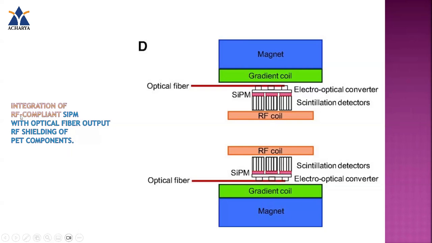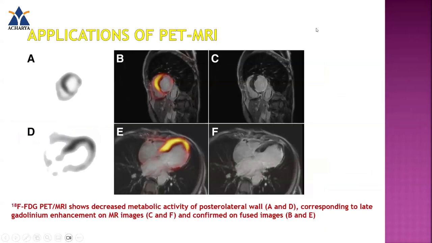So the integration of RF component and the silicon photomultiplier tube with the optical fiber output, with RF shielding of PET components. So the RF shielding is done, so there is no problem in acquiring the data of the MRI. See, these are some of the images which show the combination of the PET and the MRI. The particular thing, the enhancement in the metabolic activity, is very clear.